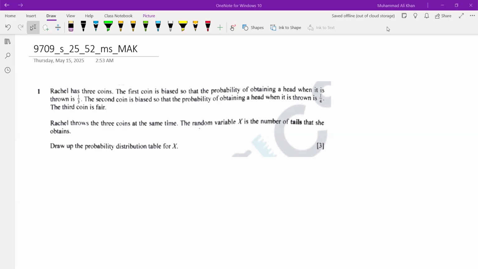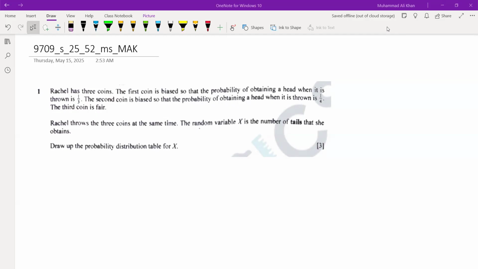Question number 1 is: Rachel has 3 coins. The first coin is biased so that the probability of obtaining a head when it is thrown is 1/3. The second coin is biased so that the probability of obtaining a head when it is thrown is 1/4. And the third coin is fair, so the probability of head and tail is half and half. Rachel throws the 3 coins.